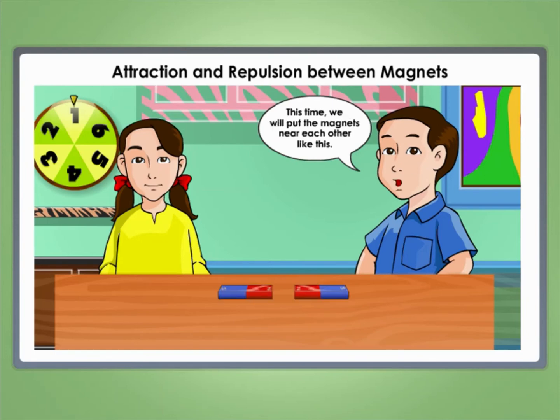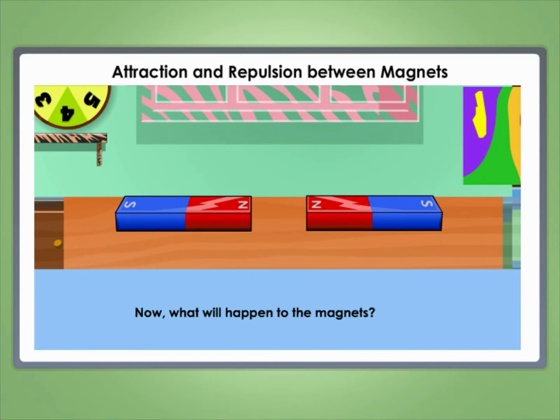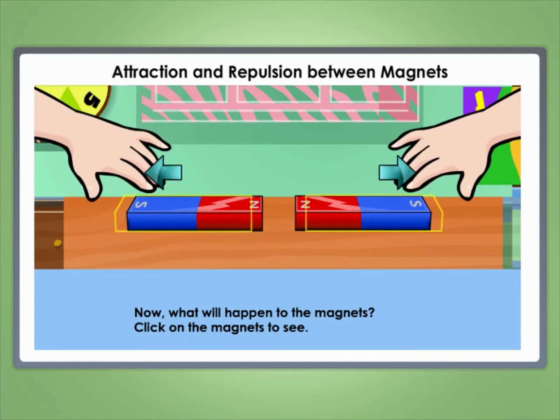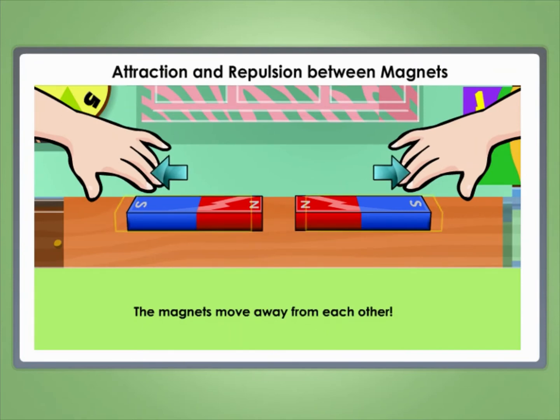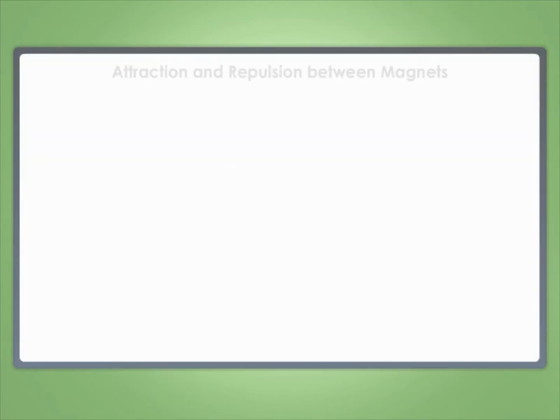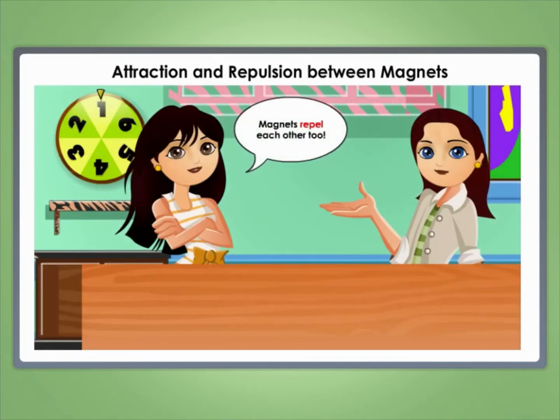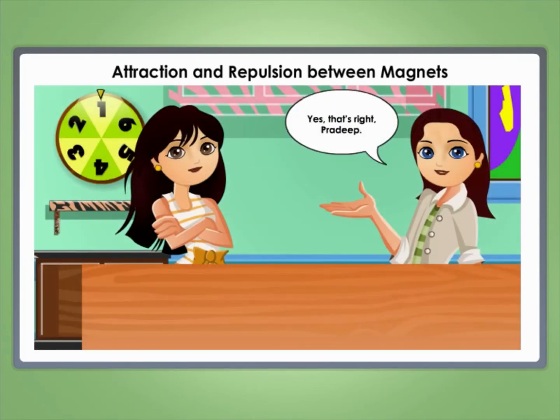This time we'll put the magnets near each other like this. Now what will happen to the magnets? Click on the magnets to see. The magnets move away from each other. Magnets repel each other too. Yes, that's right, Pradeep.